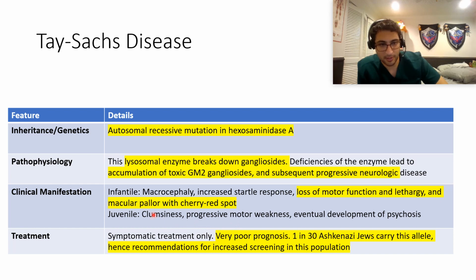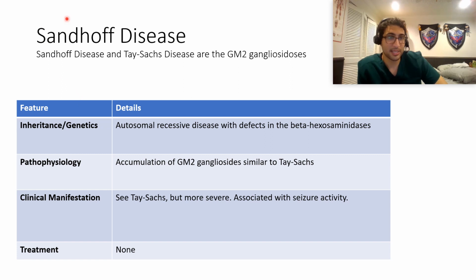There are a lot of recommendations for increased screening in the Ashkenazi Jewish population, as 1 in 30 are estimated to be heterozygous. Now we get to Sandhoff disease. Those are the two GM2 gangliosidoses. Sandhoff is the more severe version. Similar disease features, just know Sandhoff is more severe with seizure activity.